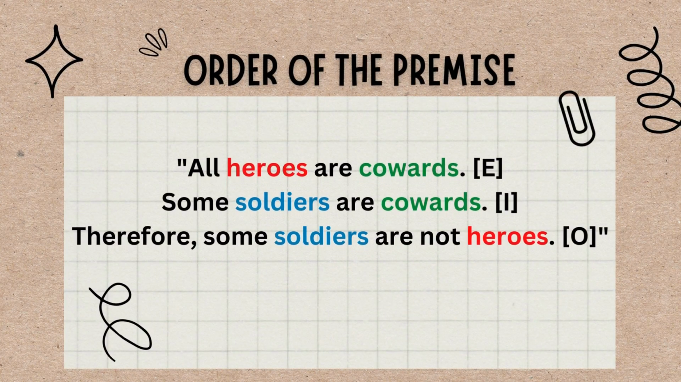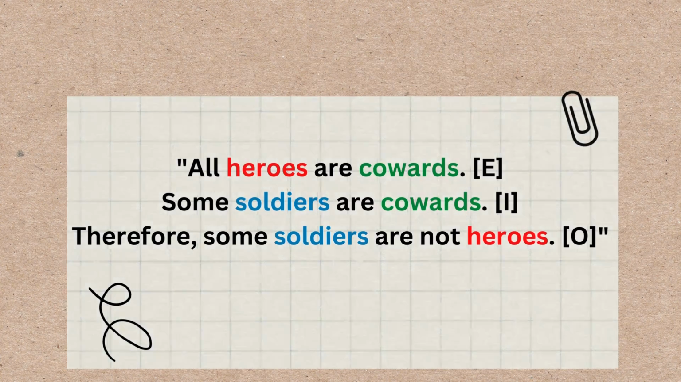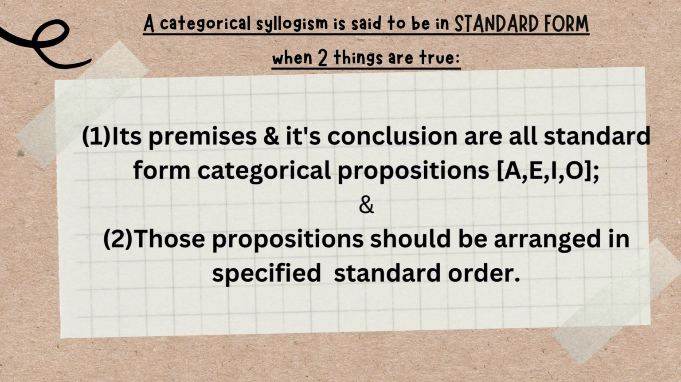To check whether a syllogism is in standard form or not, we need to check two conditions. What are the two things we need to check? First, its premises and its conclusion must all be standard form categorical propositions, and second, those propositions must be arranged in the specified standard order. We need to check these two things to find out whether it is in standard form or not. We will see mood and figure in the next part of the video.